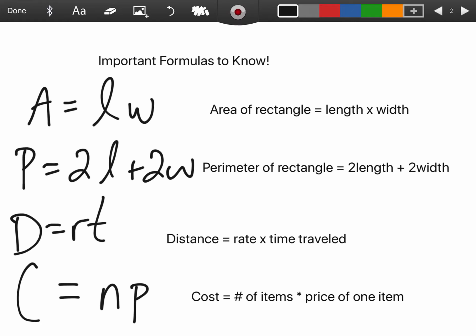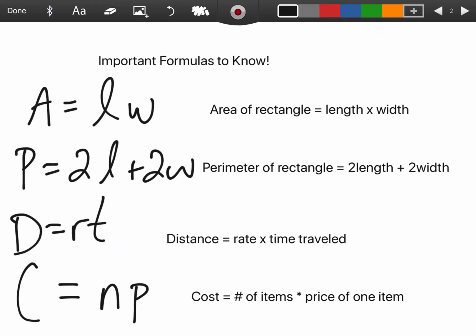Our distance traveled is the same thing, that's equal to the rate that we're traveling at times the amount of time that we traveled for. And finally, the total cost is going to be the number of items we buy times the price of one of those items. Okay, and that's just assuming that all of the items are the same. So say a cookie's $1, I buy 6 cookies, 6 times 1 tells me that the total cost was $6.